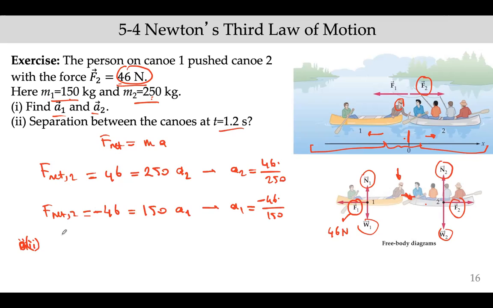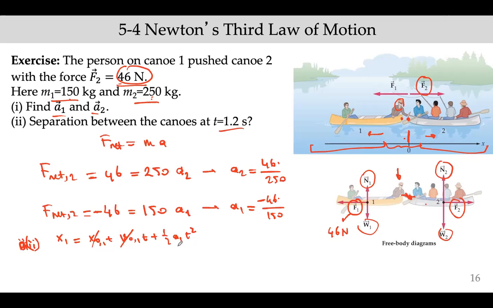So for the first canoe, the position of the first canoe will be the initial position, which is 0. Initial velocity of the canoe will be 0. So I can write x1 = x0 + v0 t plus 1/2 A1 t squared. The initial velocity of the canoe is 0, and the initial position is 0, because we can take these points of the canoes, we can say they are initially at x equals 0.